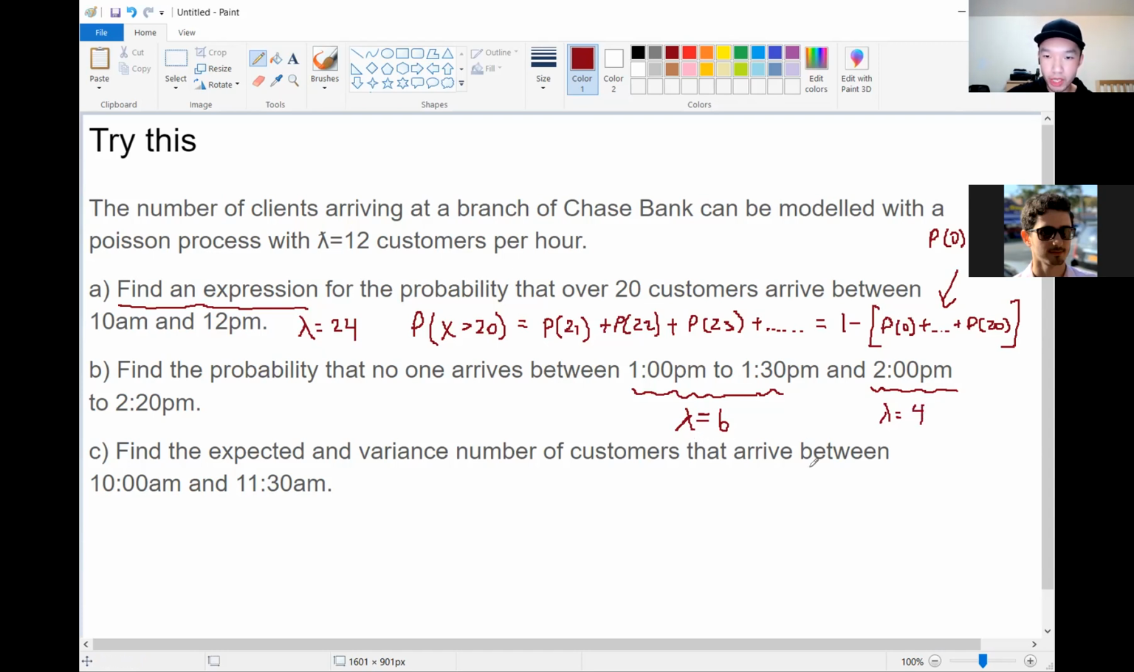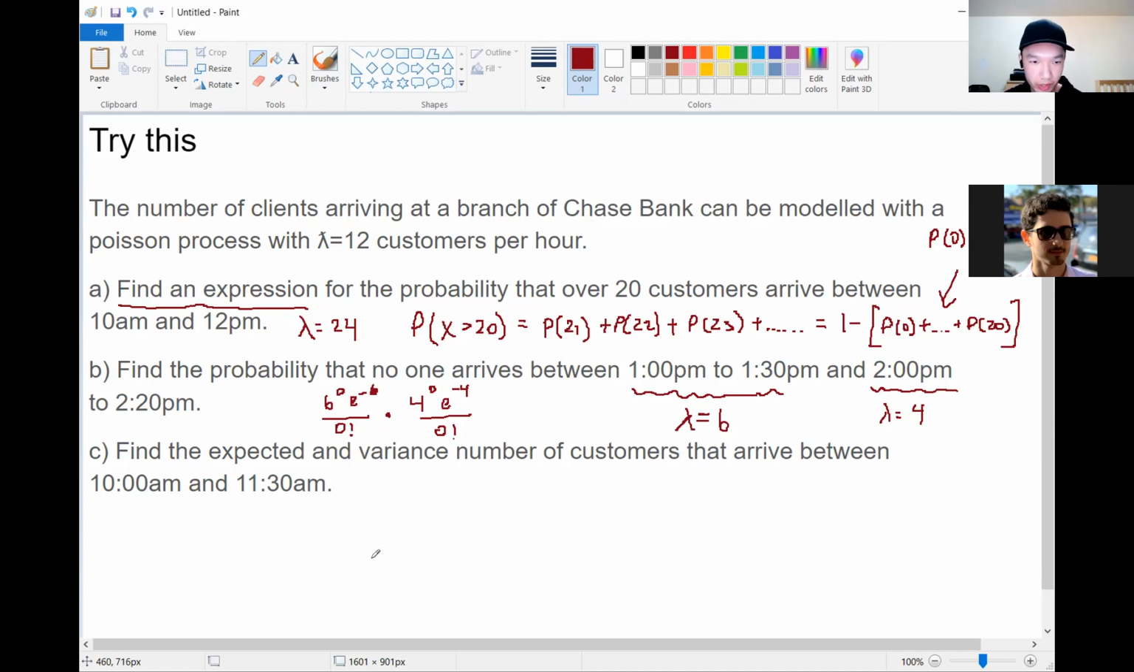Okay. So then if we were to find the answer, no one arrives. So that's probability that x equals 0 for both intervals. So it's going to be 6 to the 0 power e to the negative 6 over 0 factorial times 4 to the 0 power e to the negative 4 over 0 factorial. Okay, whatever that is. But this is the probability that no one arrives in both of these intervals.